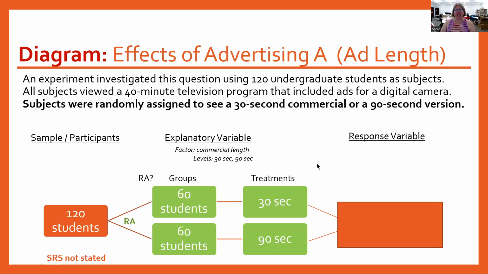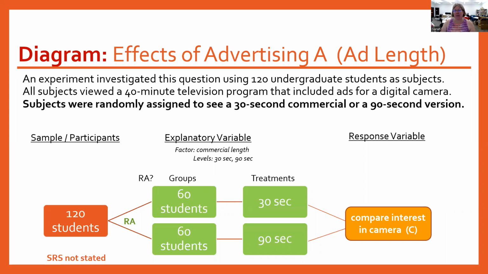And then the response variable. It isn't abundantly clear from the story what that response variable is, but it's probably something along the lines of comparing people's interest in the camera or whether they remembered seeing the ad or how interested they are in it. So I would imagine this is going to be some type of categorical variable. All right, so that was version A.